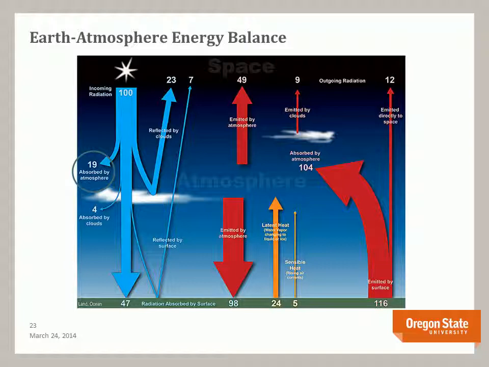Blue is short wavelength radiation that has a higher frequency and higher energy, whereas red is long wave radiation that has a lower frequency and lower energy. The atmosphere absorbs 19 units directly from the sun. Clouds absorb another 4 units of the short wavelength energy. Long wavelength energy that is radiated from the Earth, which is the largest single source for warming the atmosphere, contributes 104 units of energy.